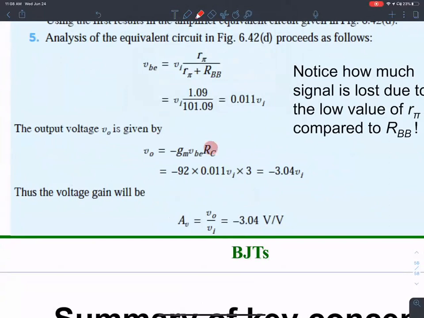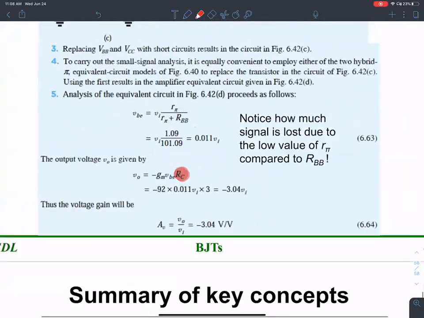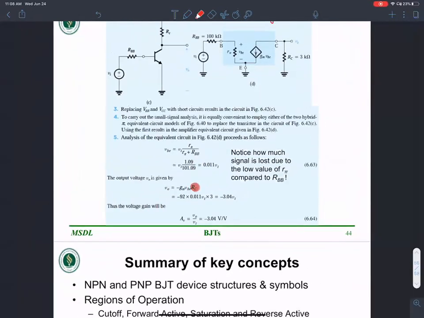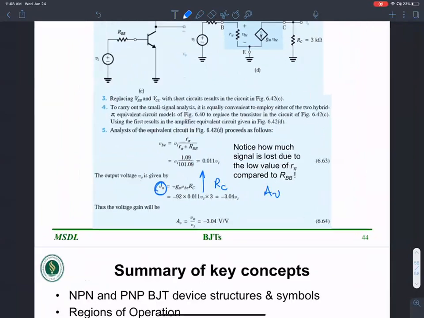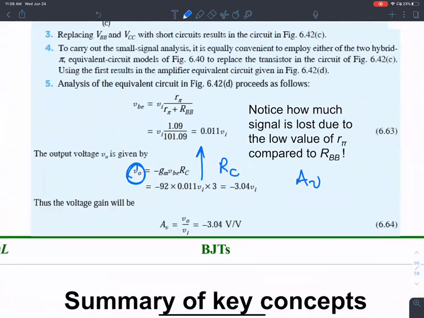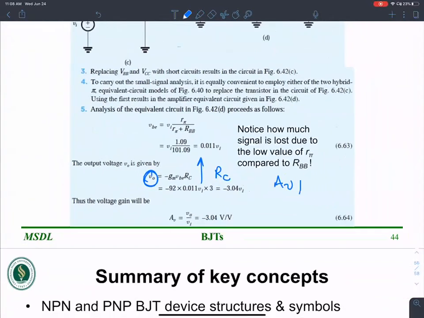I'll point something out to you. The gain really is a function of RC. If you increase the RC value, the gain is going to increase. The output voltage is going to increase for the same input. Therefore, your gain is going to go up. But is there a downside to that? Is there a disadvantage to increasing it?